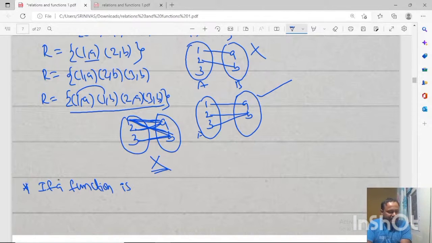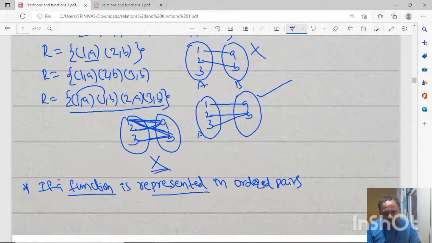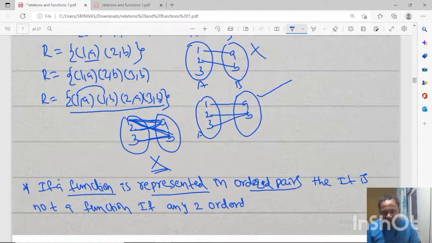is represented in ordered pairs, then it is not a function if any two ordered pairs have the same x coordinates.